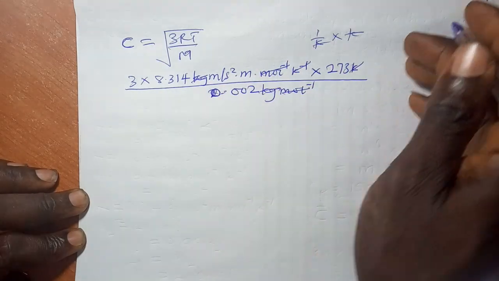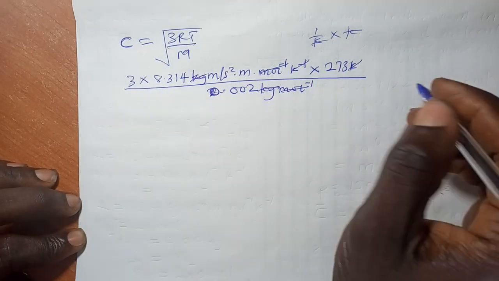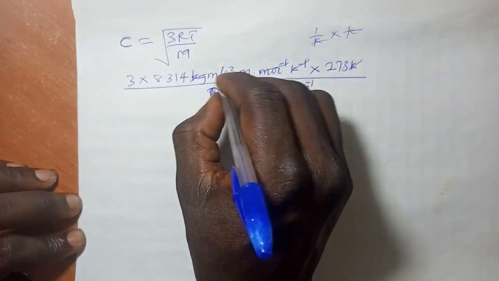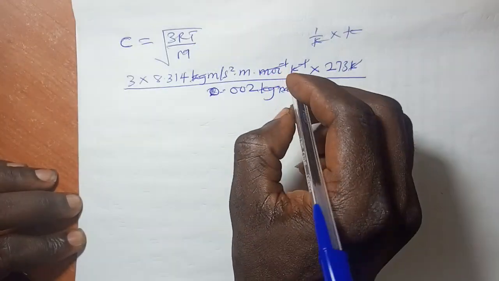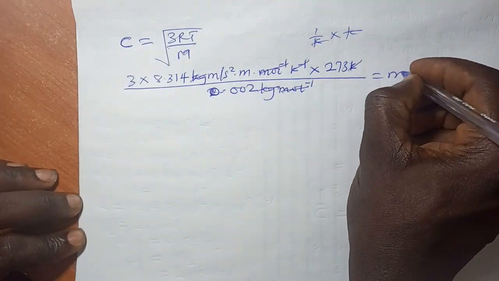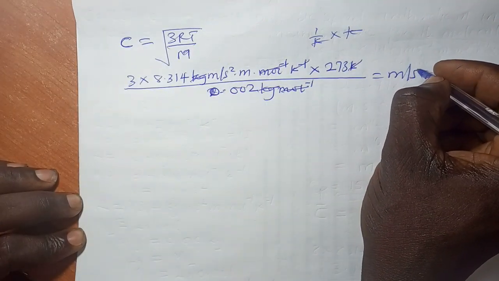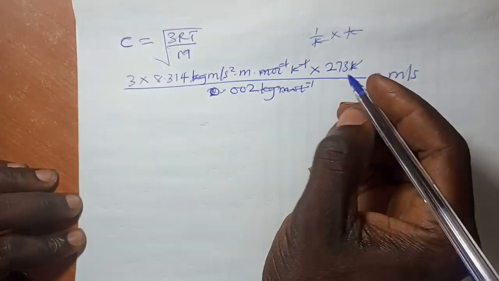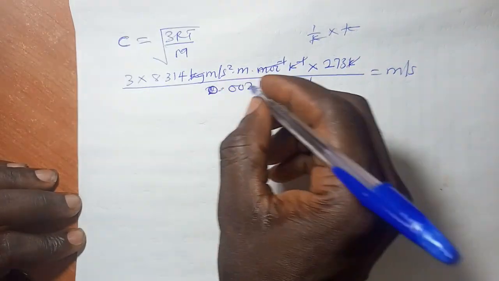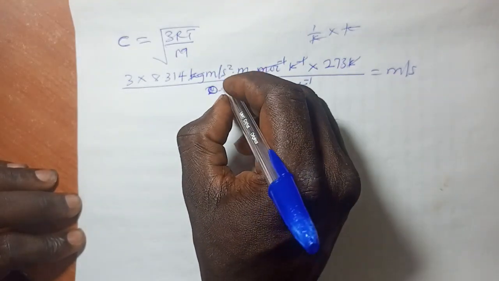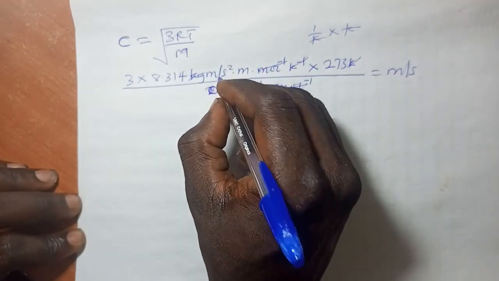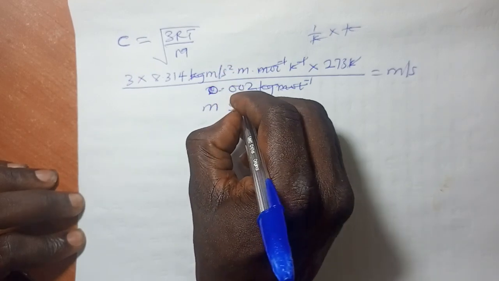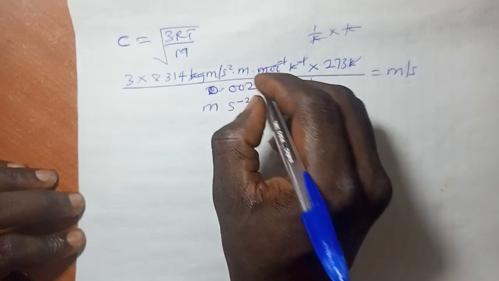Okay, so I have what is left. If you manipulate it the same way, you are going to have meter per second. So let me do it, maybe you will understand better here. This, you have this left, meter per second square, then times meter.